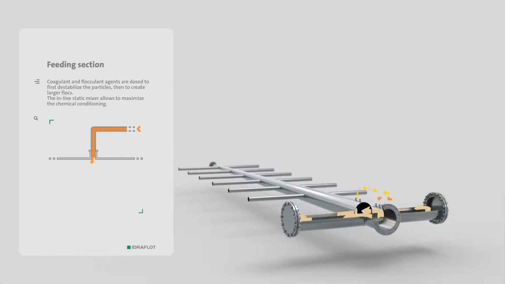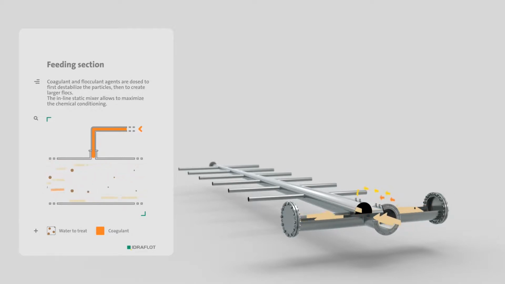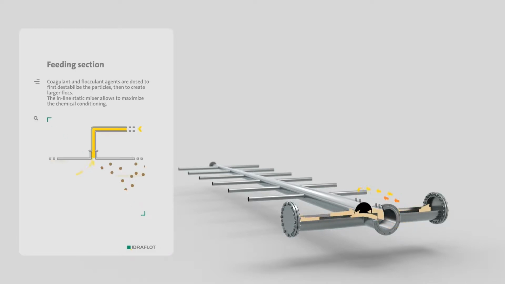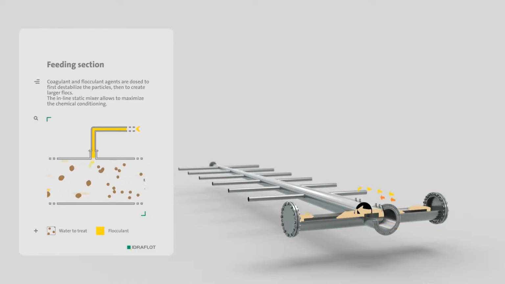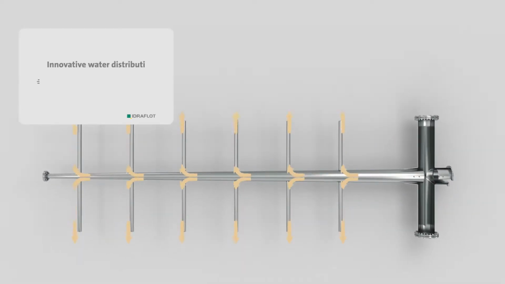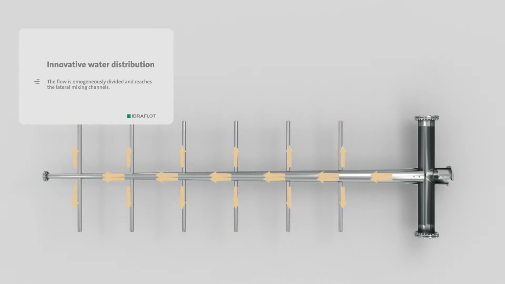A chemical coagulant is added to the liquid to treat in order to destabilize the solid particles in stable equilibrium. Then a chemical flocculant is added after the static mixer to aggregate the particles. The number of modules can vary from 1 to 12 depending on the type and flow of wastewater to treat and allow a maximum treatment capacity of 480 cubic meters per hour.